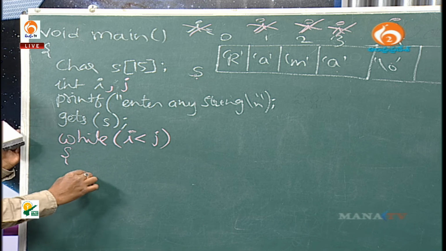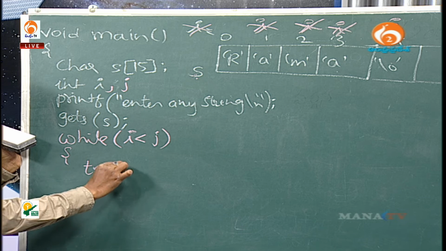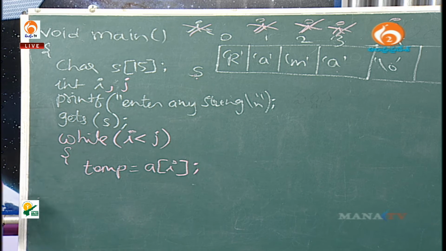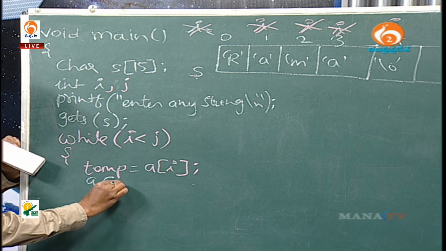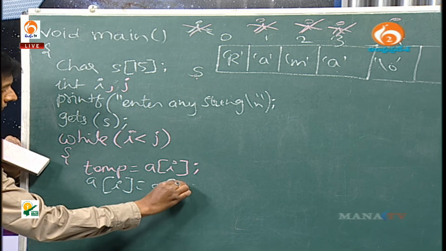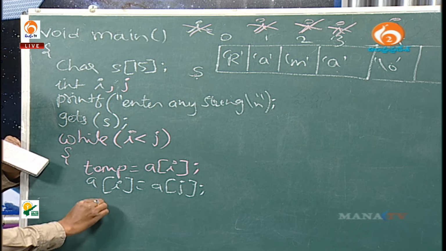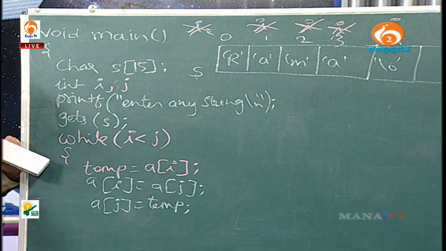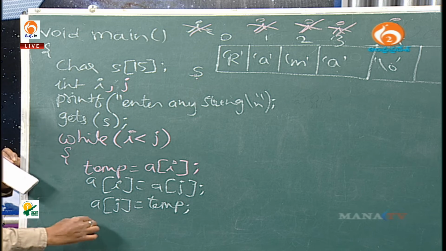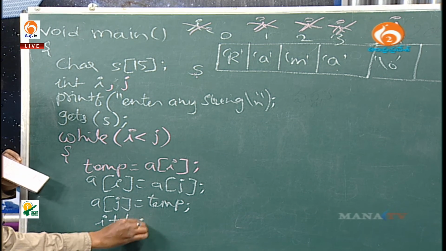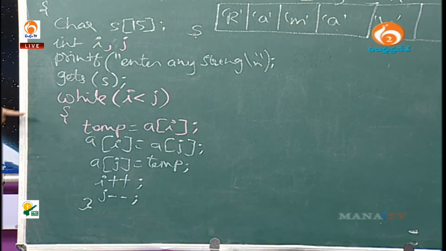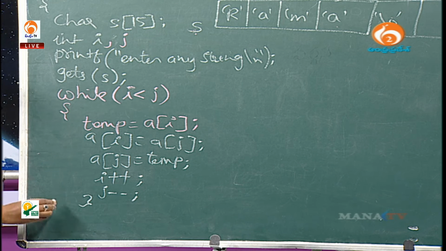Next, swapping logic here I am implementing: temp equal to a of I. Okay. Next, a of I equal to a of j, swapping logic, simple, we already discussed. Next, a of j equal to temp. Next, I plus plus and j minus minus semicolon. This is the end of the while loop, end of the main.